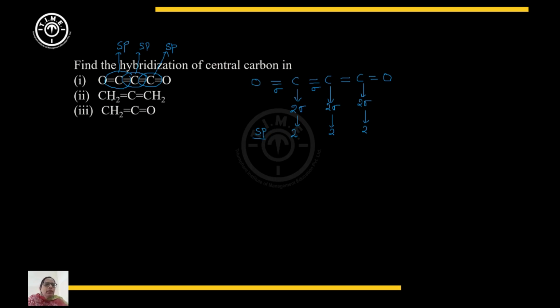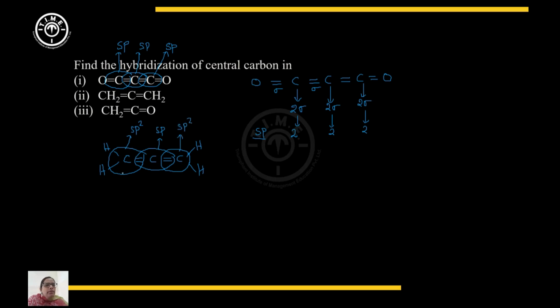Second example, we have the 2 bonds with CH2, double bond C, H and H. Now on this carbon we have the arrangement like this, that is sp2 directly connect. On this carbon we have the 2 double bonds, so this is sp, and on the third carbon we have the 2 single bonds and 1 double bond, so it is sp2.